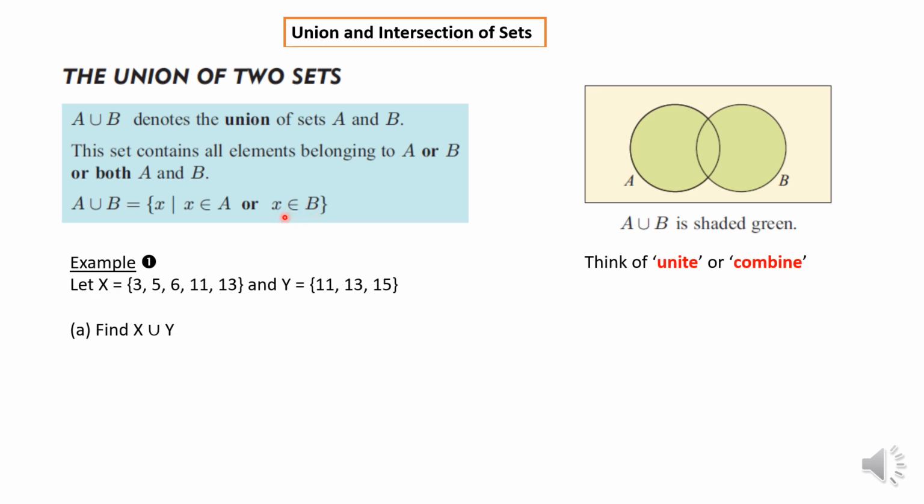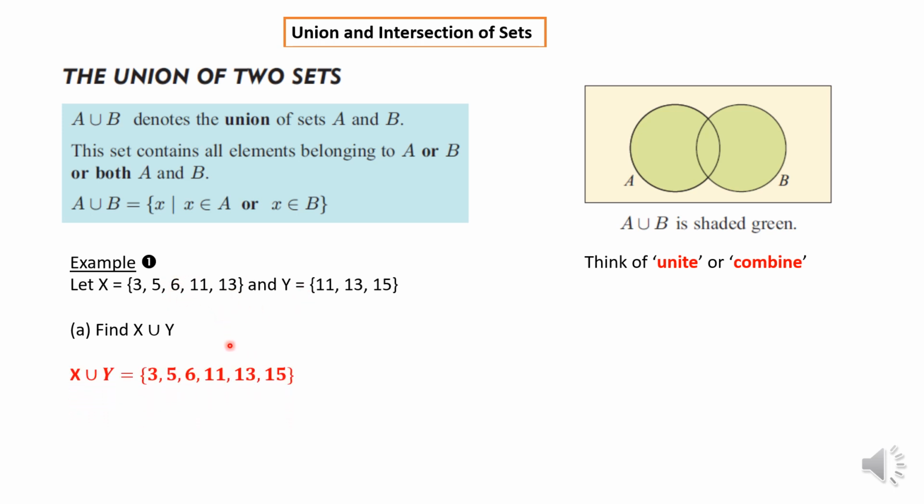We are going to look at a quick example here. So I have set X that has got the elements 3, 5, 6, 11, and 13. And also set Y that has the elements 11, 13, and 15. So we want to find the union of these two sets, everything that is in set X and Y.